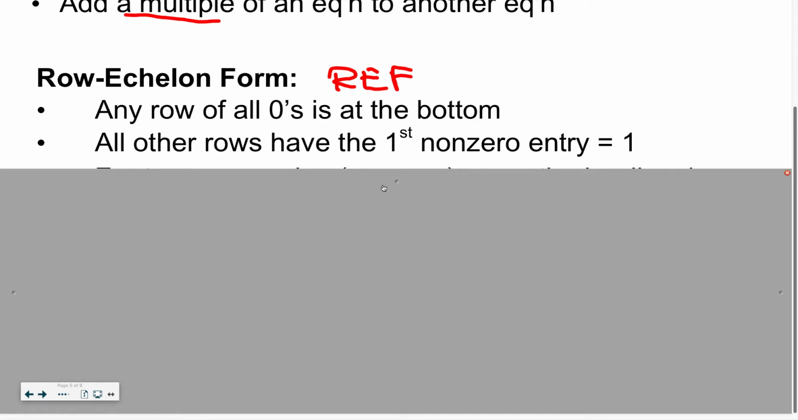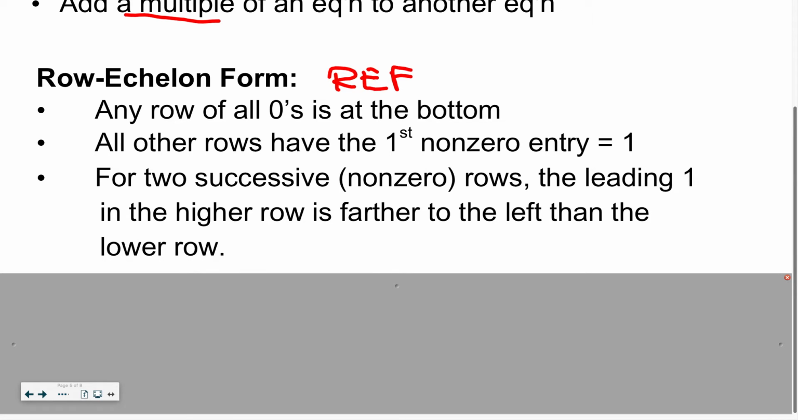And then the last characteristic is for those ones, the higher up you are in the matrix, the further to the left your 1 is. Okay, so the ones, as you go down your matrix, they need to move at least 1 entry to the right.